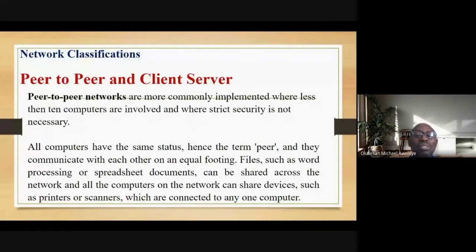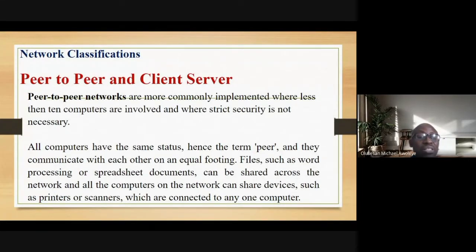Peer-to-peer networks are more commonly implemented where fewer than 10 computers are involved, and where strict security is not necessary. You just want to connect the computers together. What you need is peer-to-peer, just as the name implies. They are mates, they are colleagues. There is none that is senior to the other. They have the same features. Nobody is boss over the other. Nobody is the master, and they communicate with each other on an equal footing.